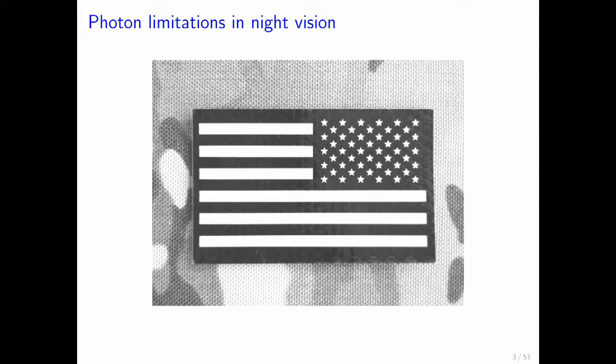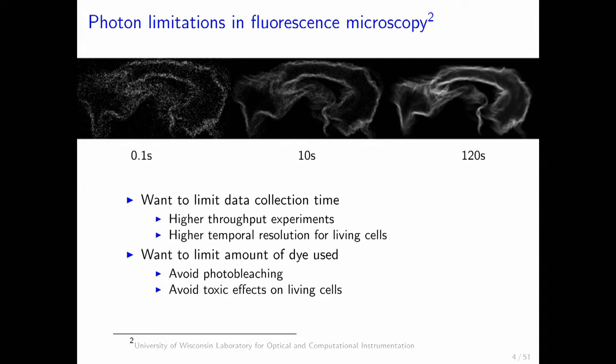In addition to night vision, we see photon-limited imaging arise in a number of different forms of microscopy. One example of this is fluorescence microscopy. So some collaborators of mine at the University of Wisconsin collected this data where they were looking at some biological specimen. And if they train their fluorescent microscope on it for 120 seconds, then you get this really nice crisp image that we see on the far right. But if you try to collect your image more quickly, or if you try to use less fluorescent dye, then you get many fewer photon counts.